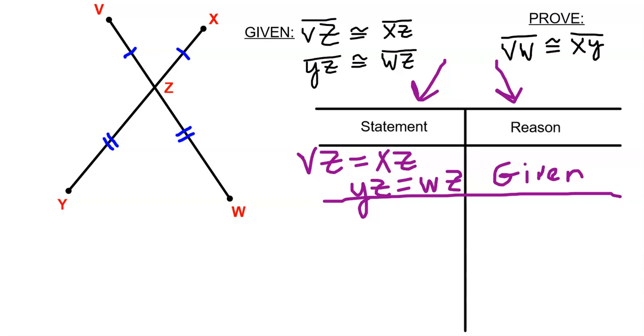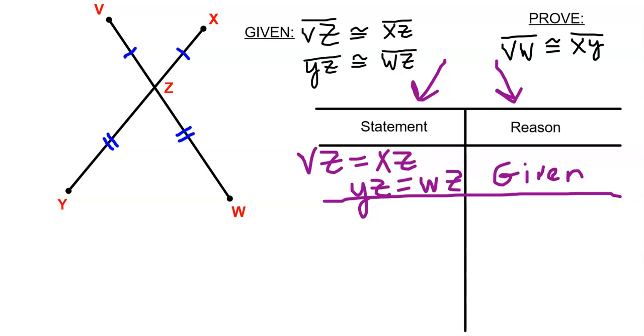Now what we want is to prove that VW and XY are the same. One of the things we should always be thinking about is how can we create VW? Well, what we know is that VW is made of VZ and ZW, and we know that XY is made of XZ and ZY. So the next thing that we're going to look at is how can we get XZ and ZY together, and how can we put VZ and ZW together?